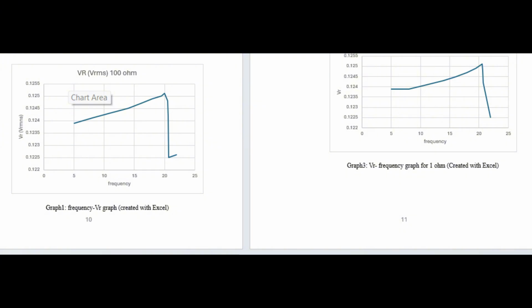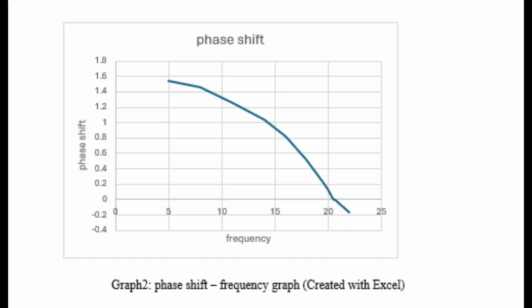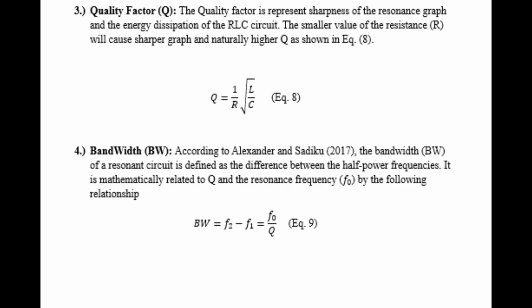Next, I used these calculated values in Excel to plot the VR versus frequency graphs. These graphs are crucial for analyzing the bandwidth and selectivity of the circuit. In part B, with the 1 ohm resistor, I observed a very sharp and distinct resonance peak, indicating a high quality factor and narrow bandwidth. In contrast, for part A, with the 100 ohm resistor, the peak was significantly flatter and wider. This result perfectly aligns with the bandwidth theory, demonstrating that high resistance increases damping and broadens the frequency response.